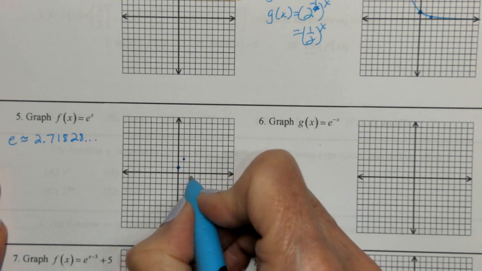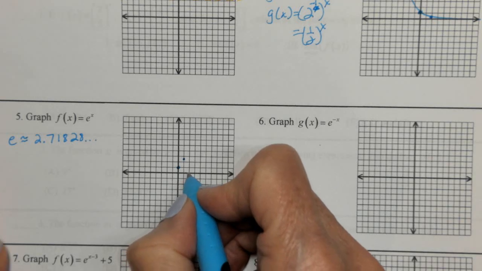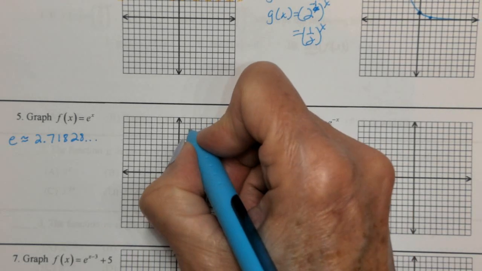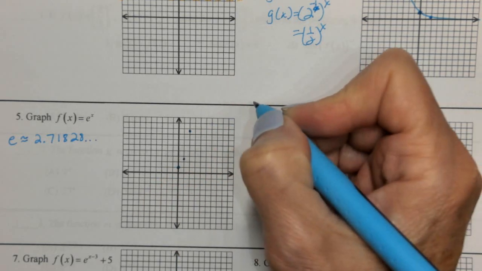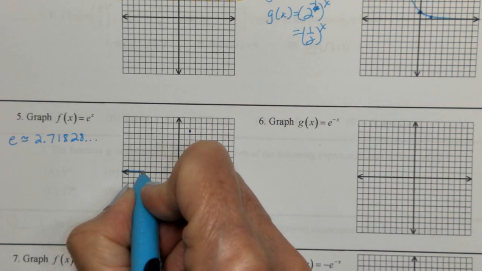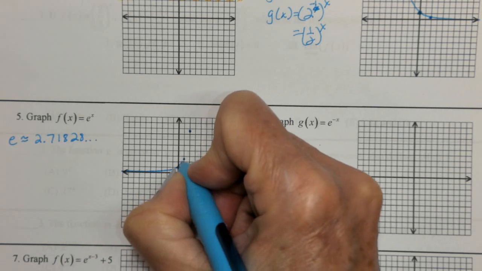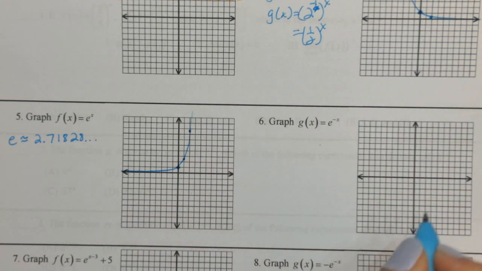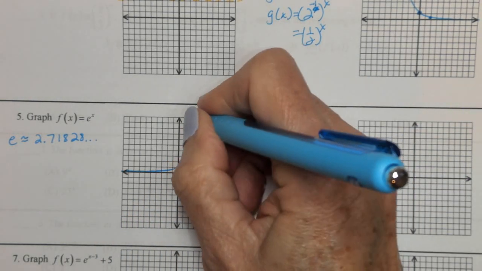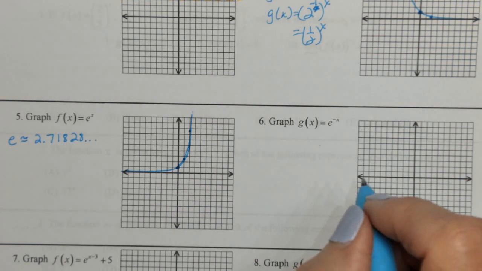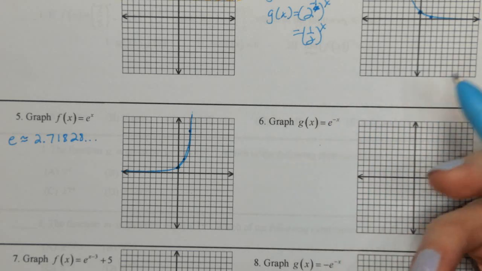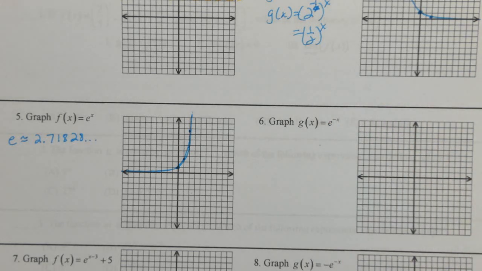Okay, e cubed. If you cube 2.5, what do you get? I think it's a little over 8. So maybe around there. Close enough. Very close to the 2 to the x or 3 to the x, in between there.